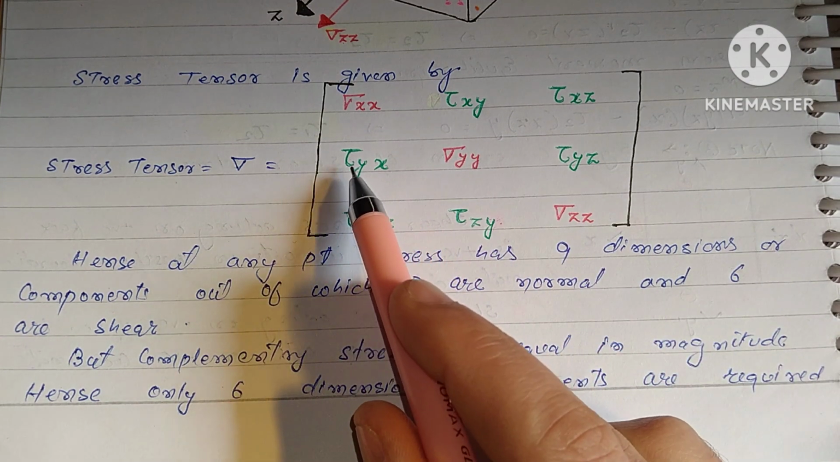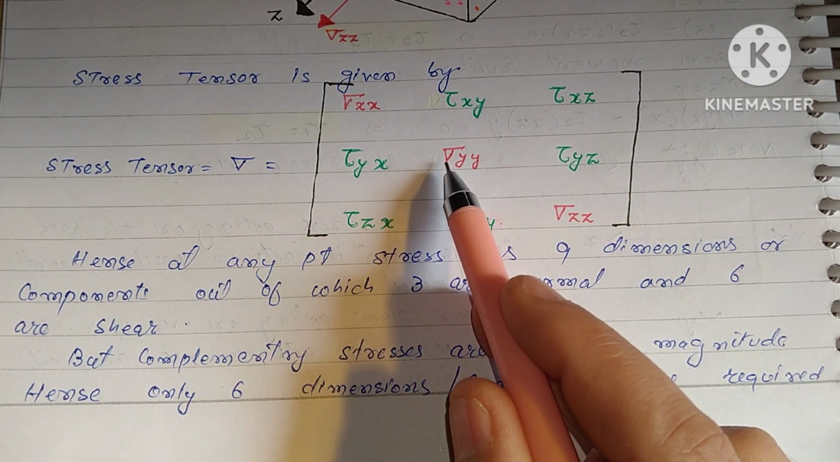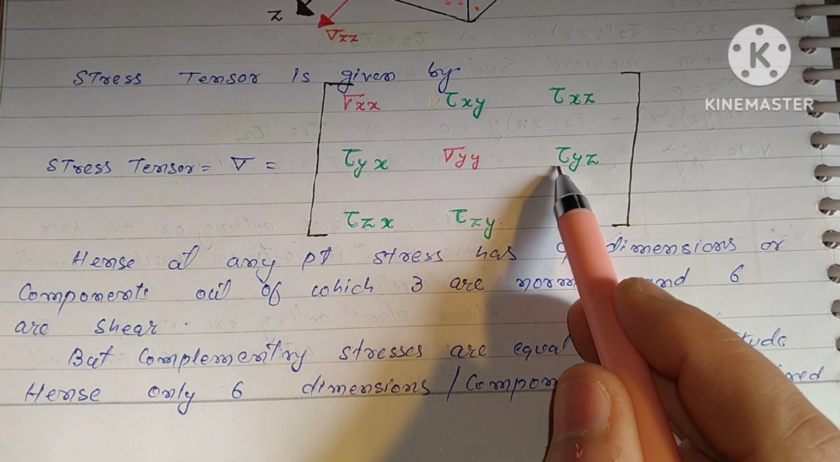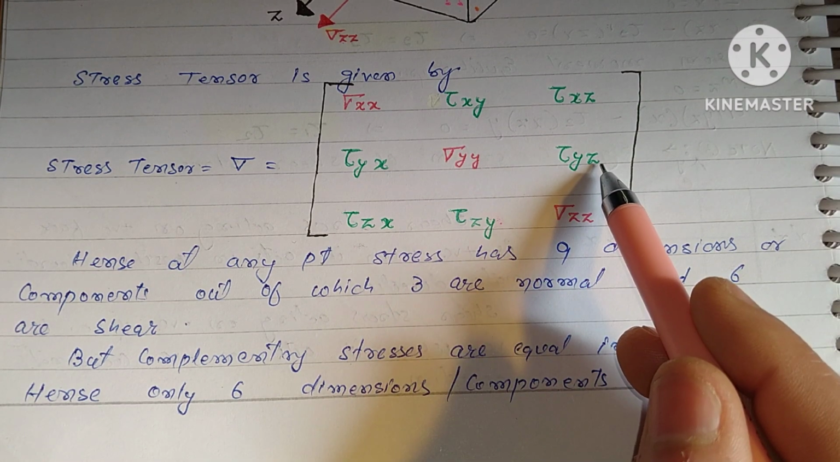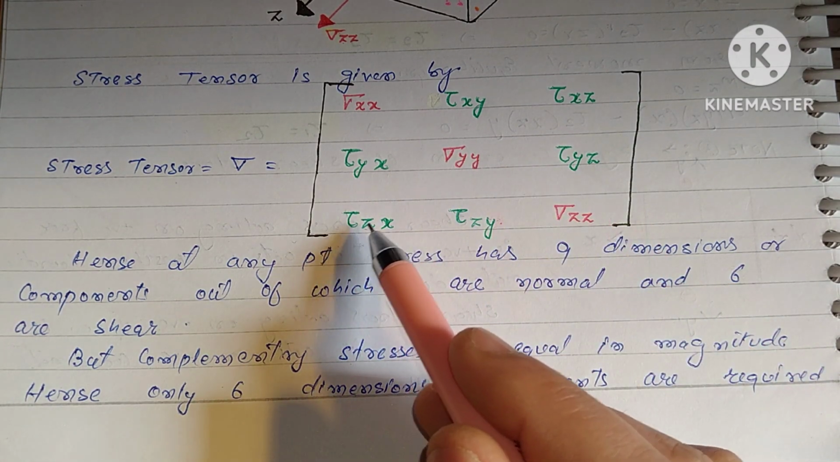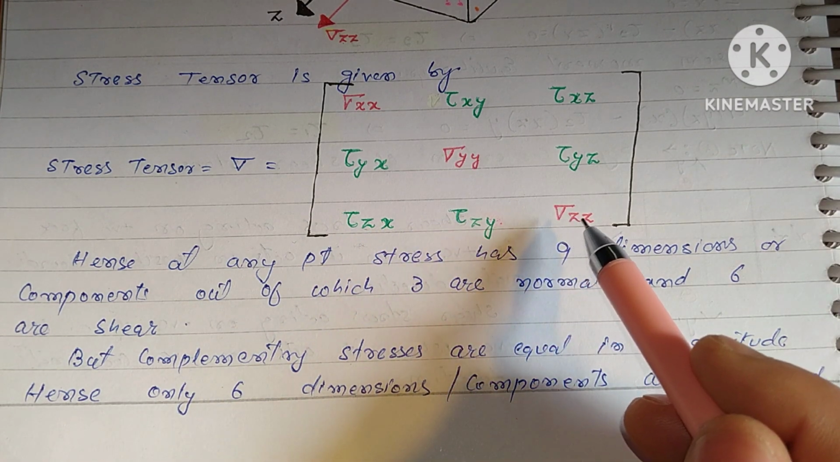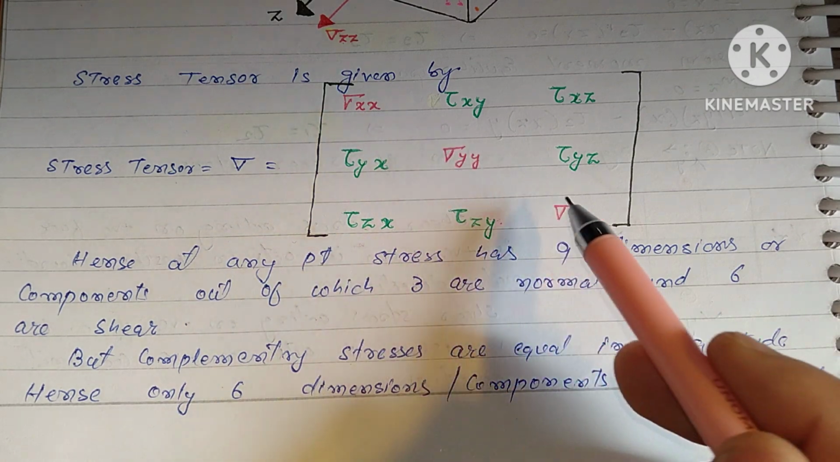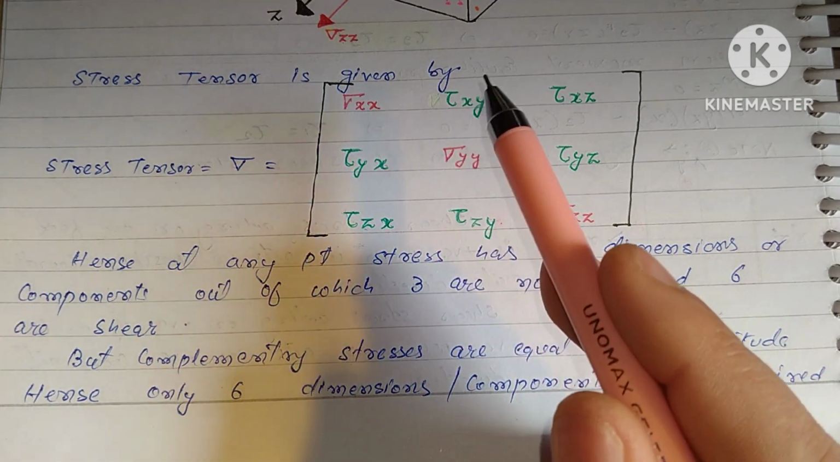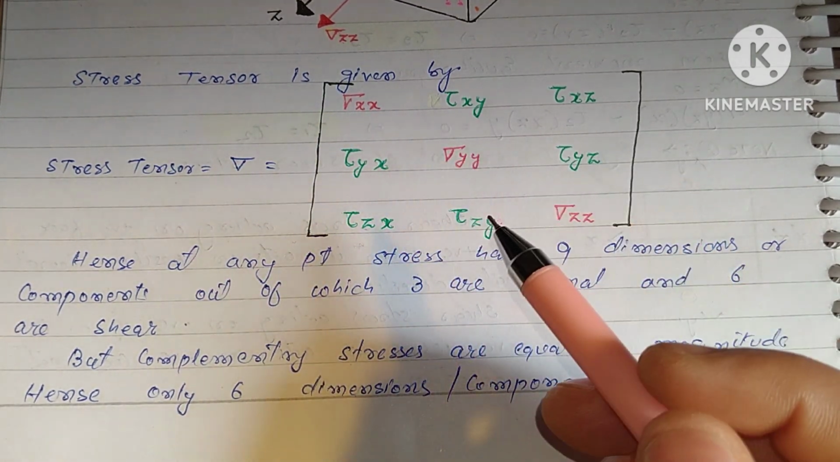This is shear stress on y phase in x direction, stress on y phase in y direction, stress on y phase in z direction, and this is stress on z phase in x direction, stress on z phase in y direction, stress on z phase in z direction. The diagonal elements represent the normal stresses, and the non-diagonal elements represent the shear stresses.